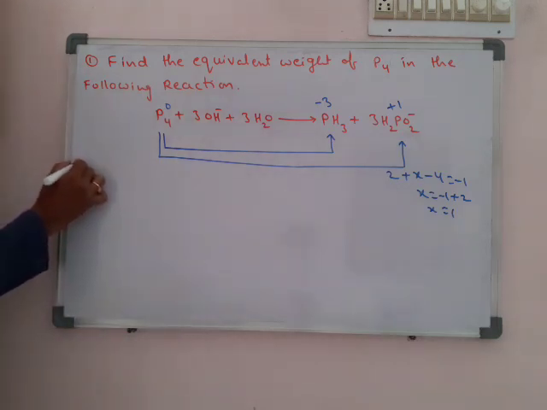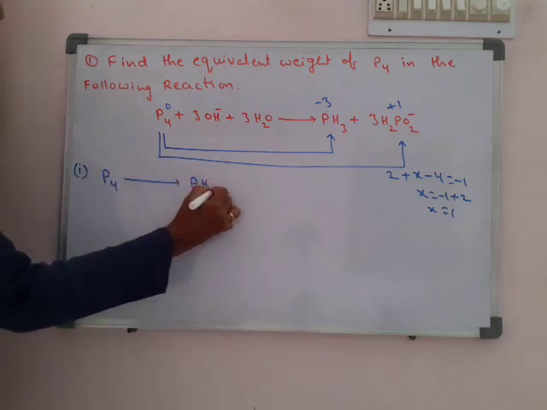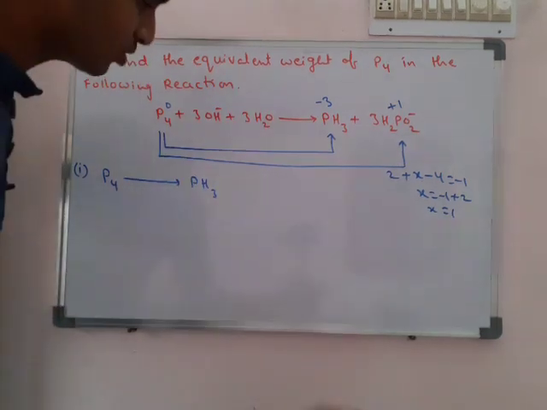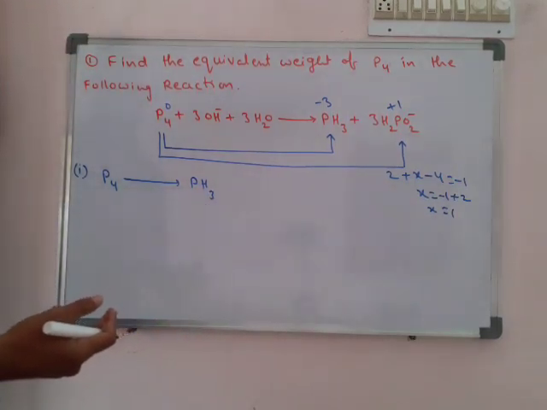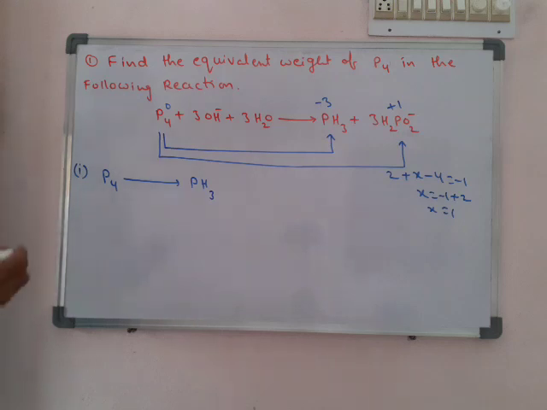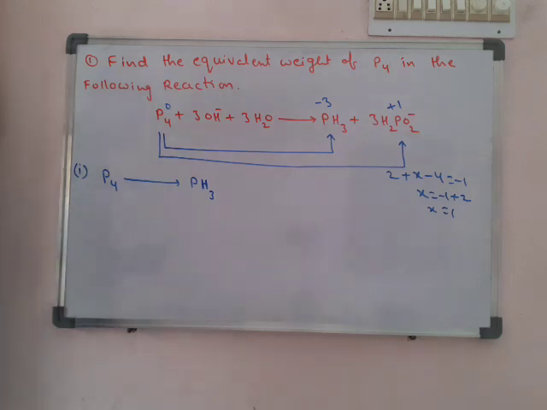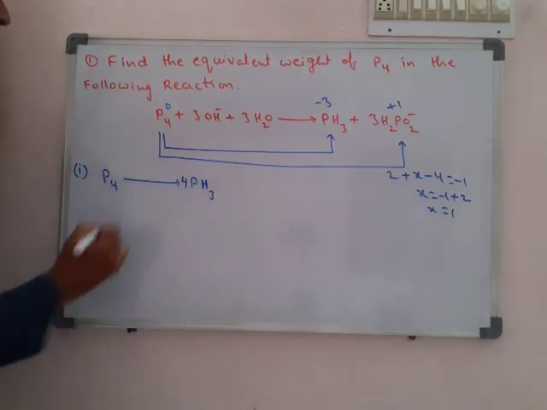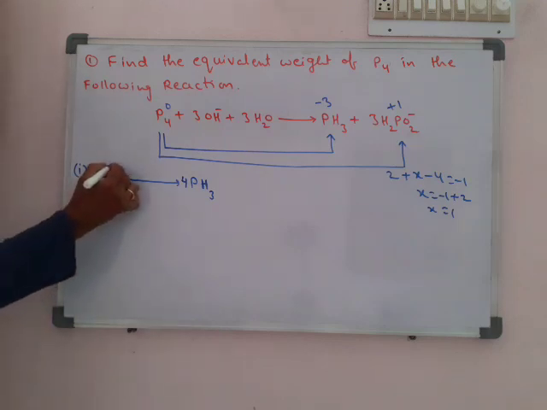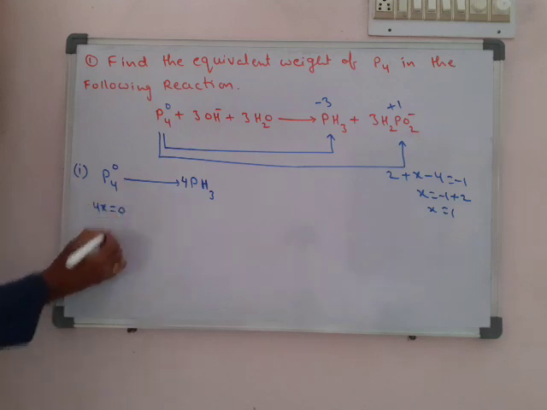So in the first case we take the change P4 to PH3. Here we separate the number of electrons gained and lost. The same number gained and lost is the same, no doubt in it. But what is the change in the particular change? In each change, what is the change in the number of electrons? First balance this equation. We have 4 phosphorus, so make it 4 phosphorus. Here the oxidation number total is 0, and 4 phosphorus are having 0, so 4x equals 0.